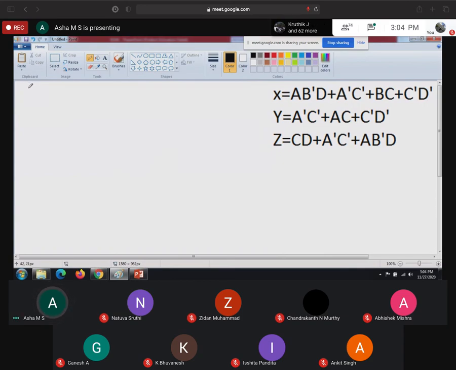How many inputs are there? 4 inputs, A, B, C, D. Then we require A bar, B bar, C bar also. So this gives your A. This gives your A bar. This structure I already explained in the theory. When we are writing PAL, we can use these structures. The upper line gives B. This line gives B bar.